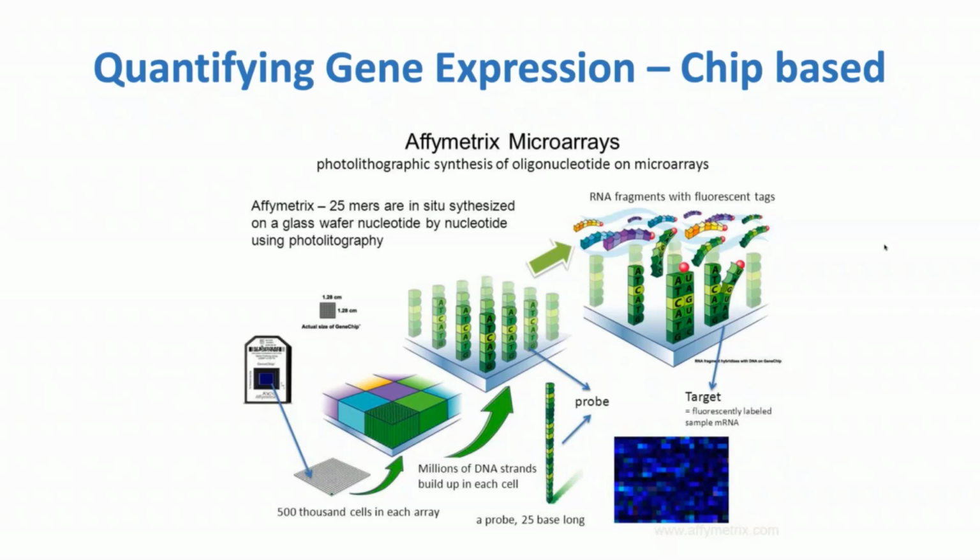So the Affymetrix chip then came, and it was really the first technology that could measure all genes, or nearly all genes, in parallel at once.